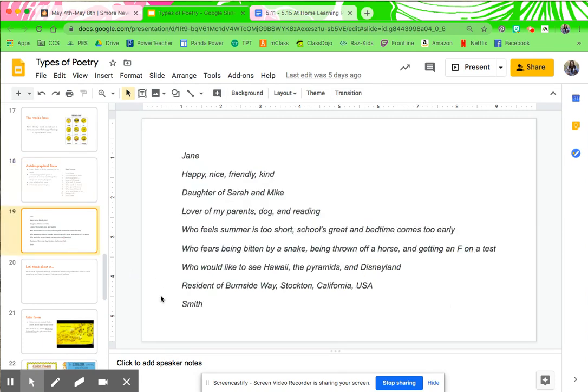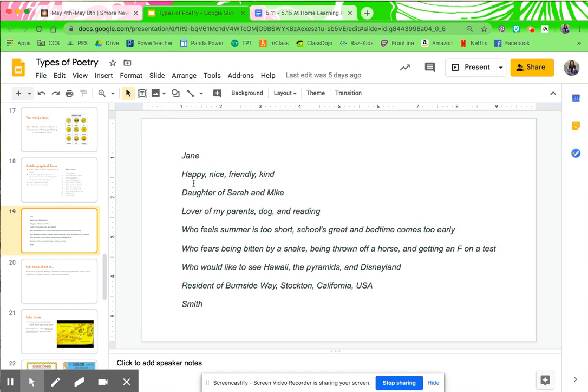So if we look at an example of this, we have Jane, happy, nice, friendly, kind. Daughter of Sarah and Mike, lover of my parents, dog and reading, who feels summer is too short, school's great, and bedtime comes too early, who fears being bitten by a snake, being thrown off a horse, or getting an F on a test. Who would like to see Hawaii, the pyramids, and Disneyland? Resident of Burnsway, Stockton, California, USA, Smith. So there we have Jane Smith.